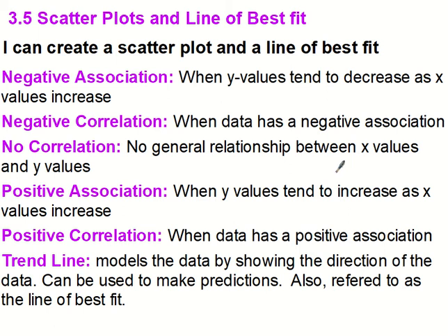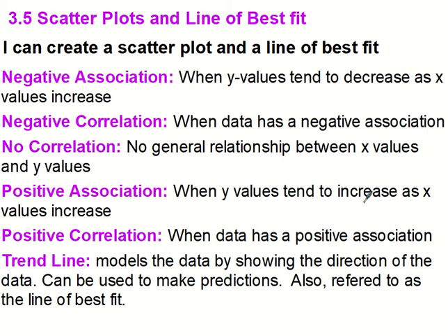So 3.5, scatter plots and the line of best fit. We're going to create what's called a scatter plot today, and then also talk about what a line of best fit is. A negative association of a scatter plot is when the y values tend to decrease as the x values increase. It just means that it's looking like it's going down from left to right in general.